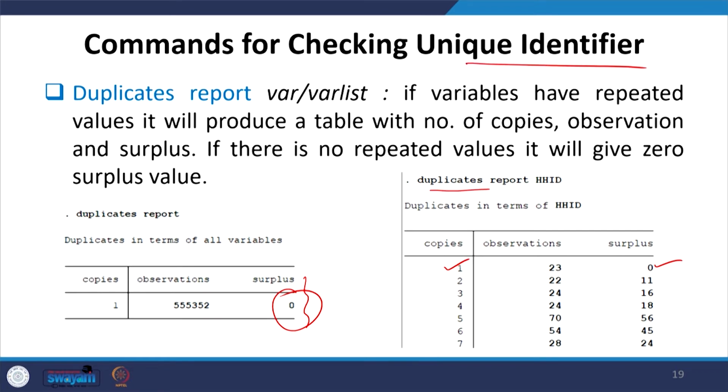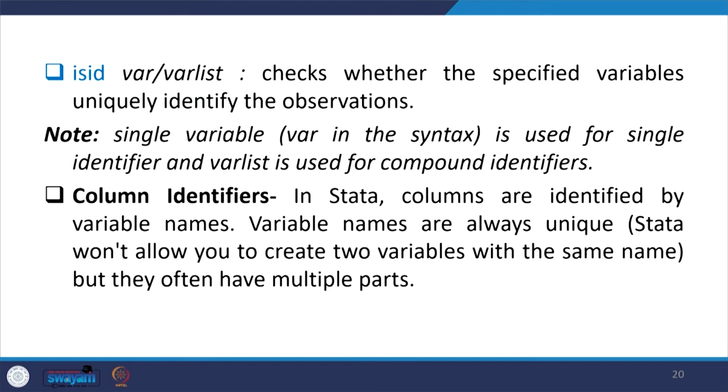This is the one we just derived with the help of the HHID variable of this one from NSS. Okay, so we will experiment and let you know for sure at the time of our extraction and merging. Similarly, we will be using the isid command as well.